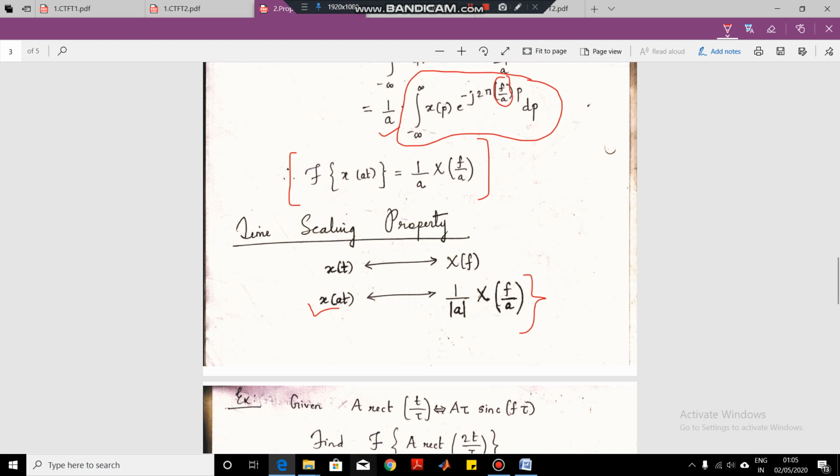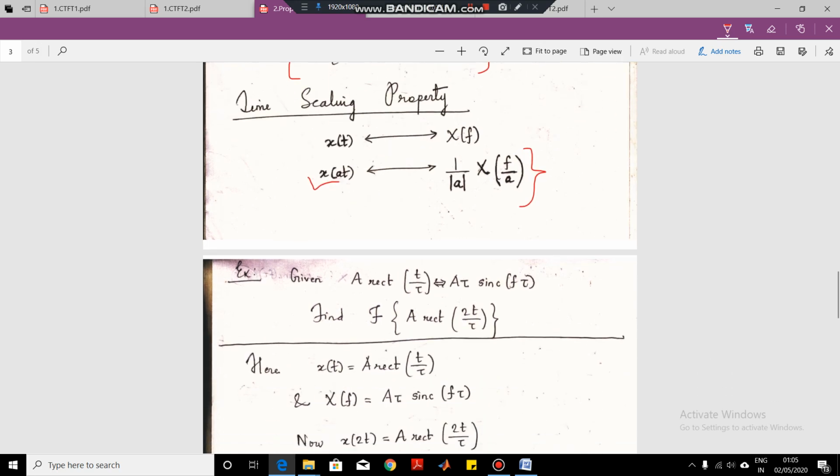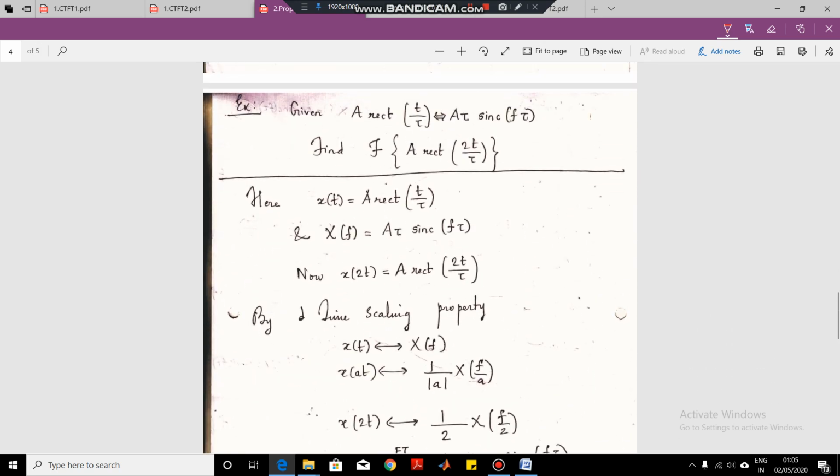So we will see this by a numerical. For this numerical, we will be using a rectangular function. What is a rectangular function? We have already seen it in unit number 1. We can have a rectangular signal, and the Fourier transform of a rectangular signal is what we get as a sinc function. Later in the numericals, we will find the Fourier transform of a rectangular signal, and we will get a sinc function.